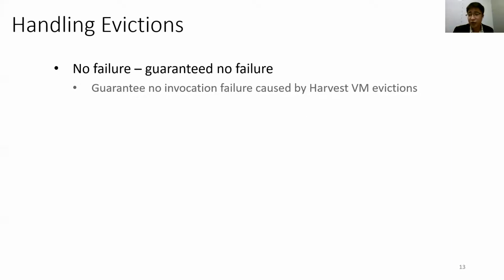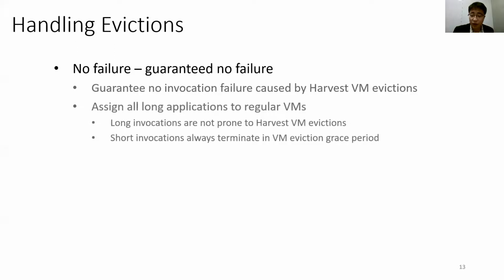The first one is the no-failure strategy. It guarantees no eviction-induced failure by assigning all the long applications to regular VMs. In such a way, long invocations are never prone to VM evictions, while short invocations can safely terminate within the grace period. Since this strategy offers the best reliability, we are only concerned with the efficiency.